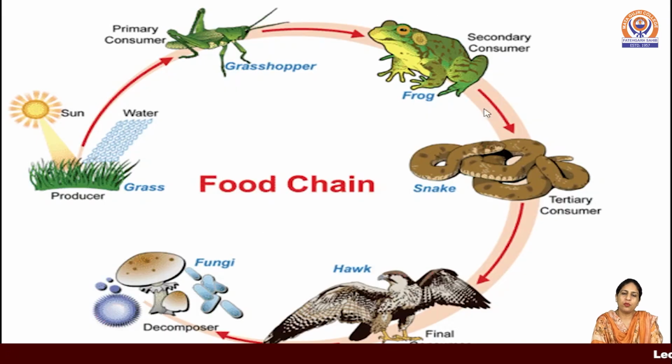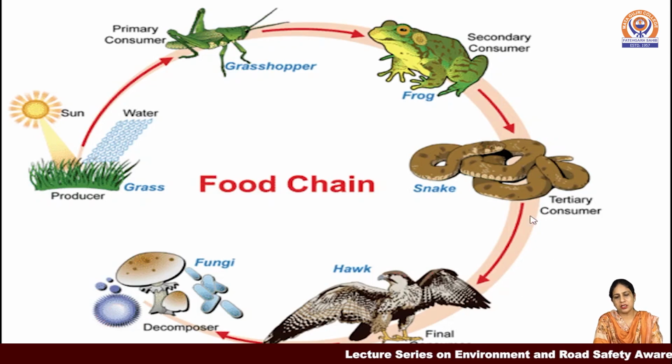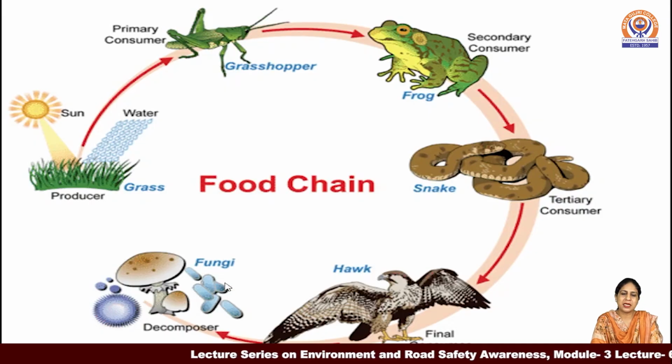So here, the first carnivore that is feeding upon the grasshopper is known as the primary carnivore. Next carnivore that is feeding upon the primary carnivore is known as secondary carnivore. And the next consumer that is feeding upon the secondary carnivore is known as tertiary carnivore. So after death and decay, these organisms are decomposed by the decomposers such as fungi, bacteria, etc.